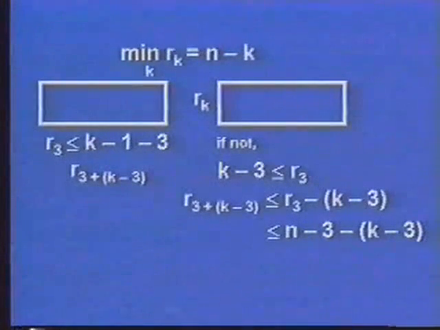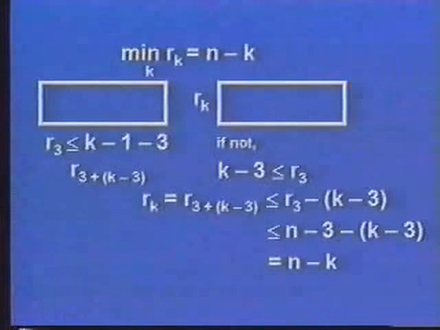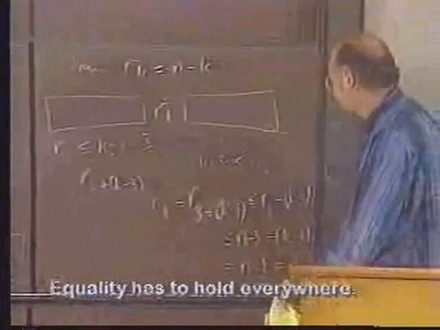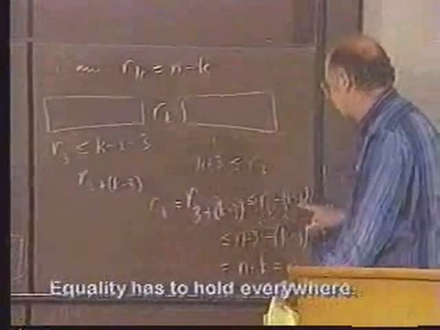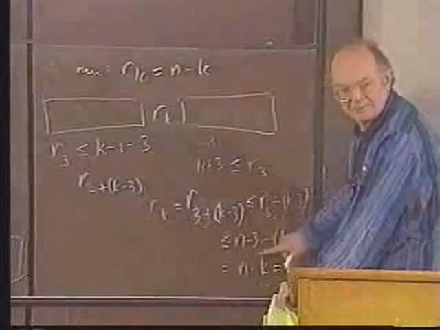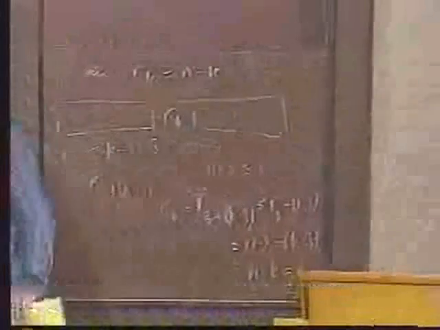So let me see, what am I doing here? Well, this is equal to N minus K, but this is RK. Yeah, RK is this, and this is N. Okay, so this is equal to N minus K, which is equal to RK again, by my assumption. So equality has to hold everywhere, and this would imply in particular that R3 was equal to N minus 3. But I assumed that K was the minimum. Okay, long proof, but that proves that this works.